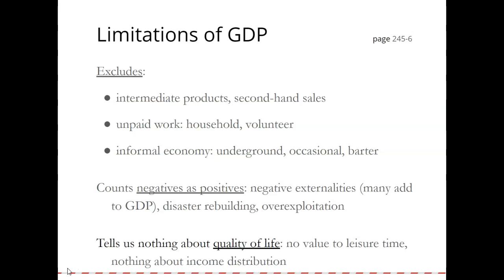Overexploitation of resources in the production of final goods is also not something that is calculated, even though it's a negative externality. And GDP doesn't tell us anything about quality of life. It doesn't tell us about the value of leisure time. It doesn't tell us about how income is distributed.